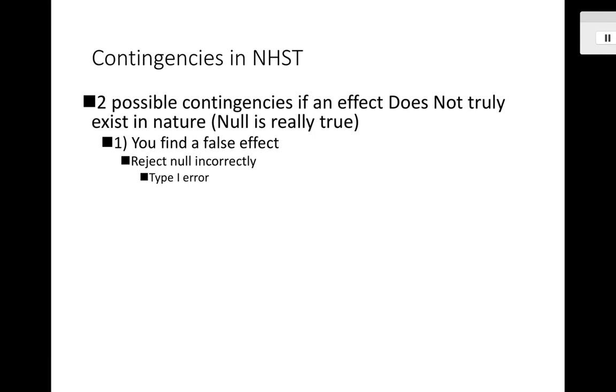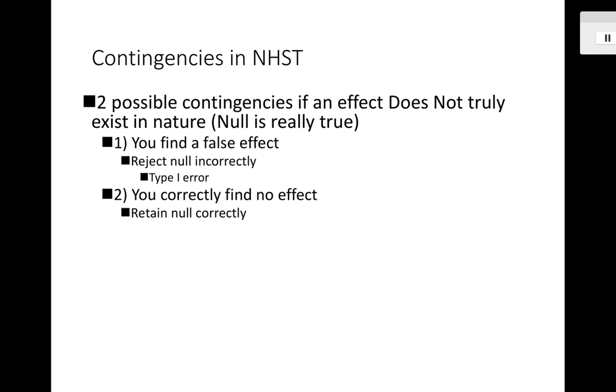In other words, if in reality the null hypothesis is supposed to be true, yet you rejected the null hypothesis. So in other words, your statistic was not supposed to fall in the region of rejection, yet you're claiming that it did fall in the region of rejection and it wasn't supposed to. So you've incorrectly rejected the null. This is what we call our type 1 error.